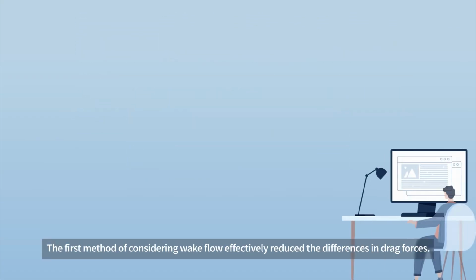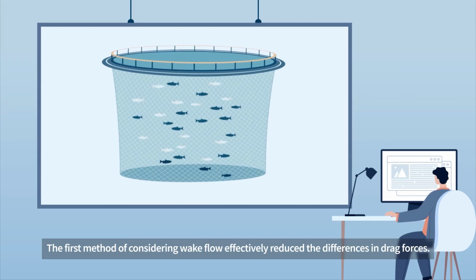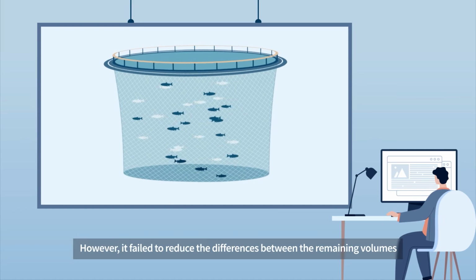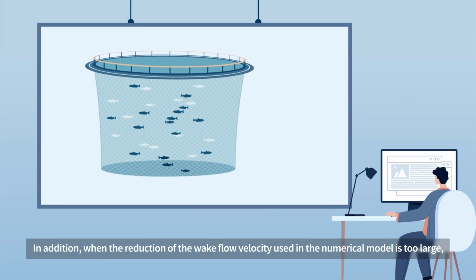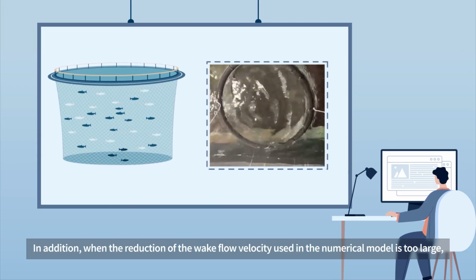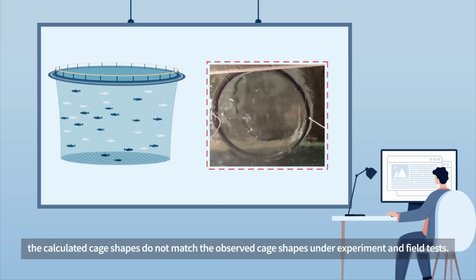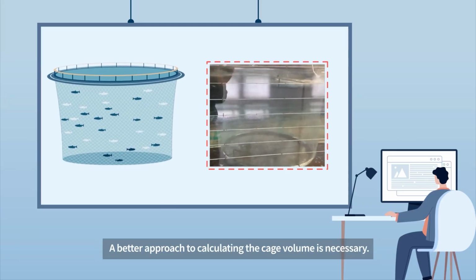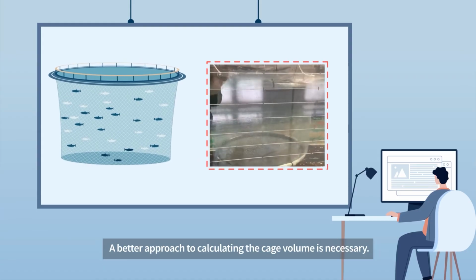The first method of considering wake flow effectively reduced the differences in drag forces. However, it failed to reduce the differences between the remaining volumes from the physical model and the numerical model. In addition, when the reduction of the wake flow velocity used in the numerical model is too large, the calculated cage shapes do not match the observed cage shapes under experiment and field tests. A better approach to calculating the cage volume is necessary.